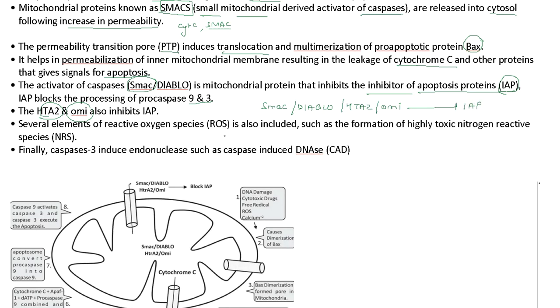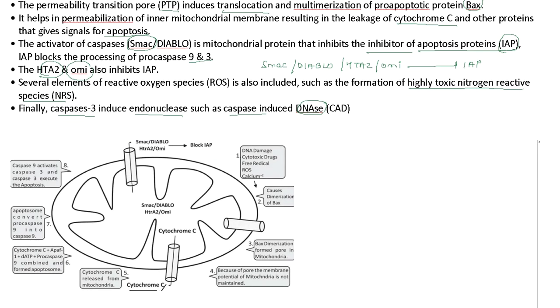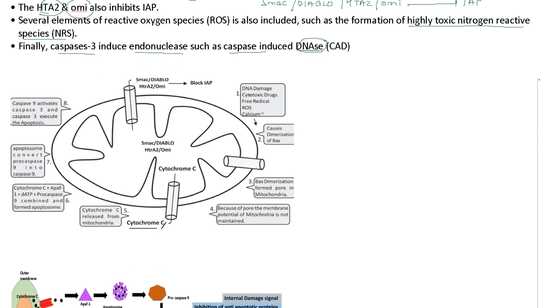So there are several elements, ROS is also included, such as the formation of highly toxic nitrogen reactive species. Caspase 3, once it is formed, induces endonucleases such as caspase-activated DNase. So first of all, there will be DNA damage, free radicals, ROS, and calcium ions will be released, which cause the dimerization or multimerization of Bax. Bax dimerization forms pores in the mitochondria.